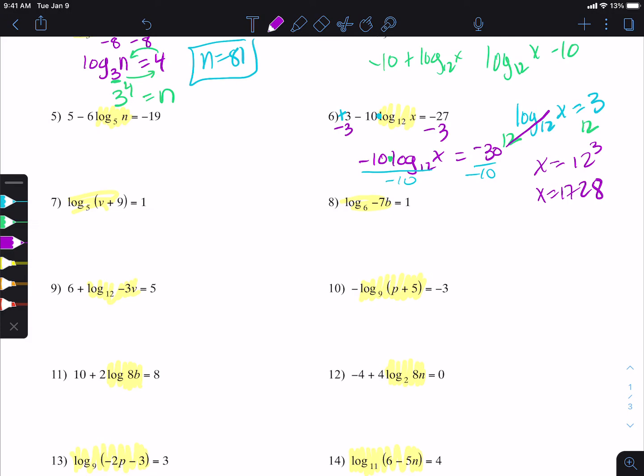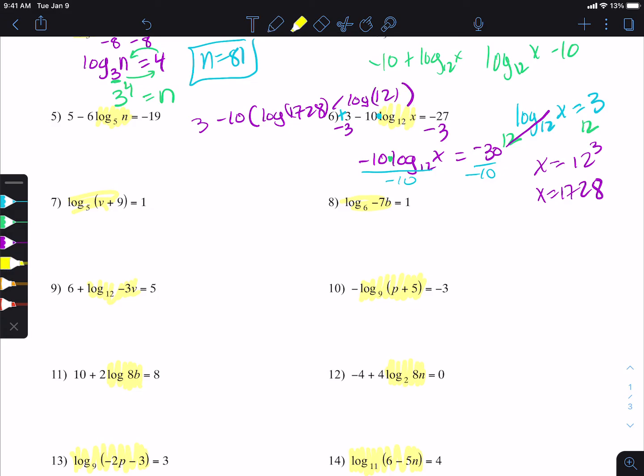Now, if we were to put this in our calculator to check our answer, you would do 3 subtract 10, and then you would do log 1728. And then you'd close your parentheses. So if you're doing the log divided by, you'd have to write it like this on your calculator. So you do 3 minus 10, and then you'd need your parentheses. So log 1728 divided by log, our base is 12, and then close your parentheses.